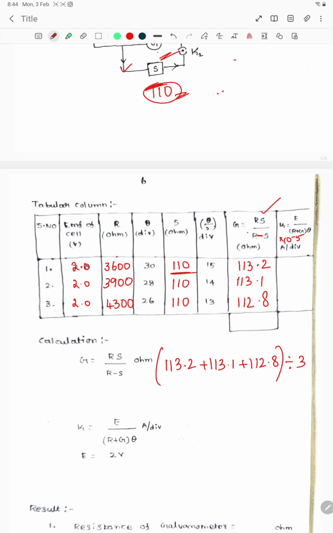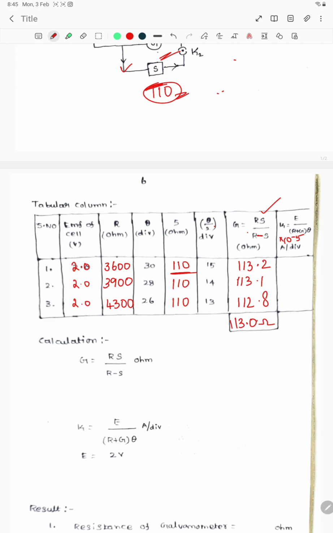Okay, so the mean value will be, just let me calculate. That is 113.2 plus 113.1 plus 112.8 divided by 3. Okay, so that is going to give me 113.03, or 113.0. So this much ohm. You have to write the unit here, 113.0 ohm. Is it clear, children?